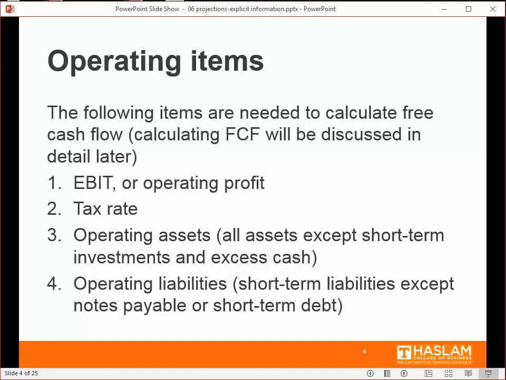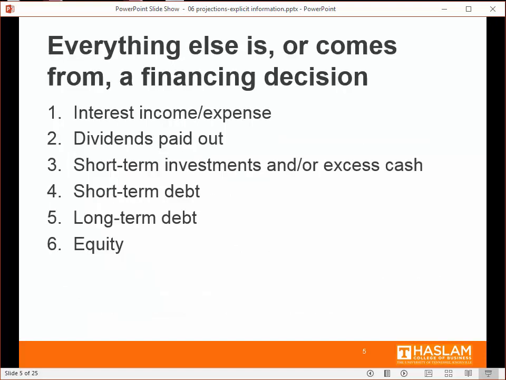Now, in order just to calculate free cash flow, all we need are the operating items, and rather than everything for the financial statements, we'll need EBIT or operating profit. We'll need tax rate. We'll need assets other than short-term investments. So basically, we're going to need projections for all of the assets, and then we're going to need projections for operating liabilities, which are basically accounts payable, accruals, anything that's a short-term liability except for short-term debt or notes payable.